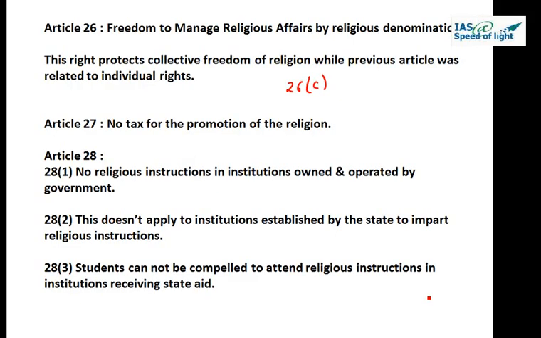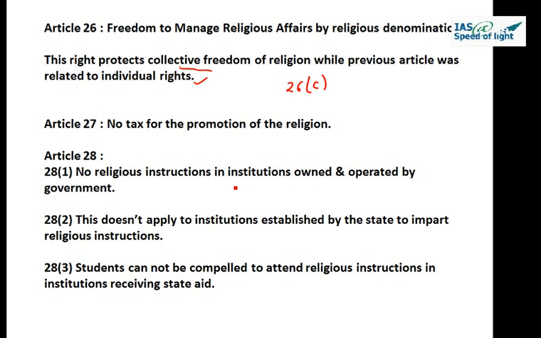And how is it different from Article 25? This particular right, right number 26, protects the collective freedom of religion, while the previous article was related to the individual rights. Okay, let's move to the article number 27, which is on page number 77, and it says freedom as to payment of taxes for promotion of any particular religion. So we cannot be compelled to pay taxes for the promotion of any particular religion.